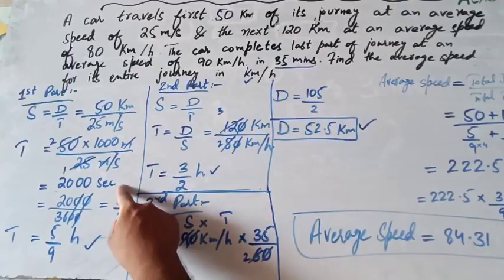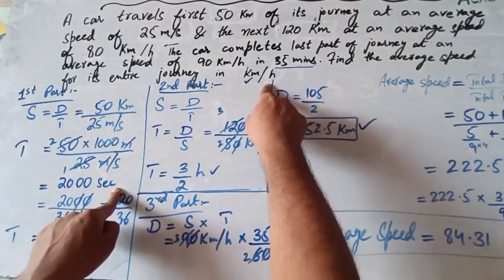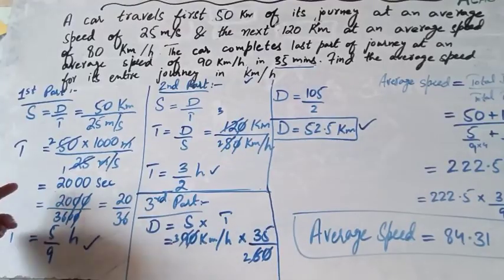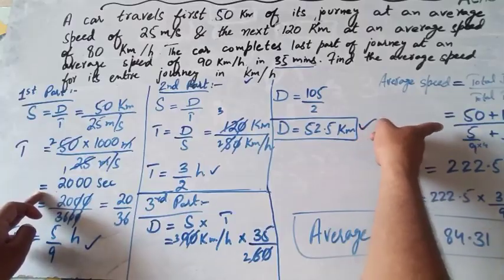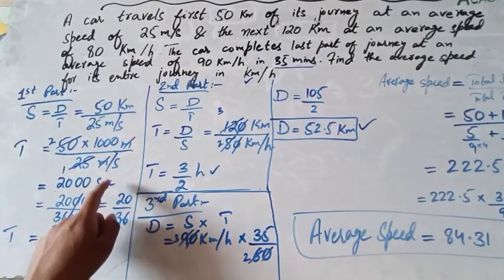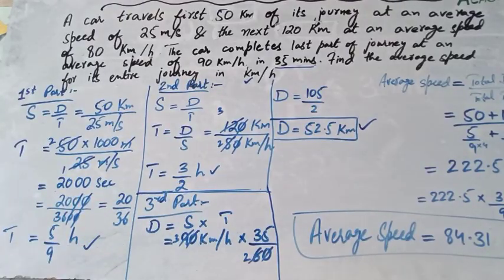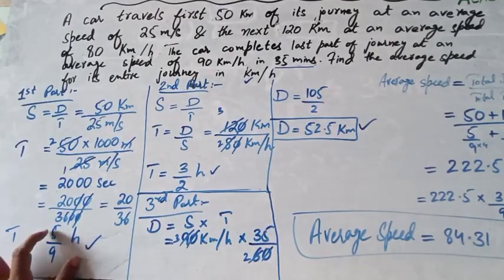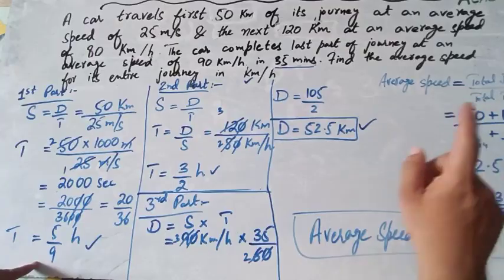So the answer which came was in seconds, but we want to give the final answer in kilometers per hour. So that's why whatever time we put in the average speed formula should be in hours. So we are converting over here 2000 divided by 3600, because in 1 hour there are 3600 seconds. So we have divided and we got the time as 5/9 hour. So this is about the first part of the journey, which was unknown over here. Then we have substituted this 5/9 over here.